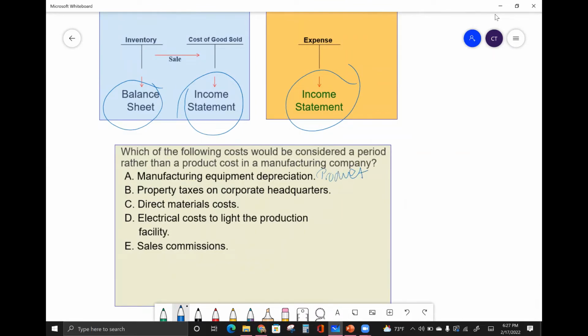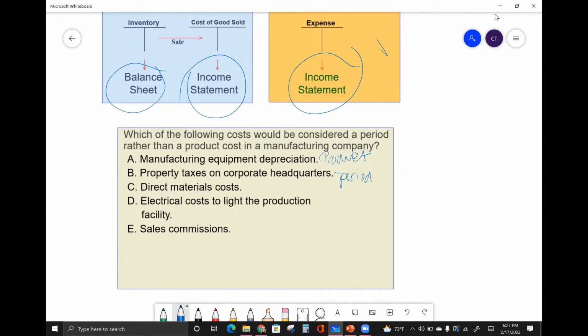Okay, property taxes on the headquarters. That's not really pertaining to the manufacturer. This is corporate. This is considered a period cost because it's going to go with your expenses here. Direct materials, product. Okay, electrical costs to light the production facility. So we're talking about the facility where you're actually building the product. Product. And then sales commissions. Period. That's part of your expenses of selling that product after it's done, right? Somebody's going to go out and sell your product and they're going to get a commission off of it.